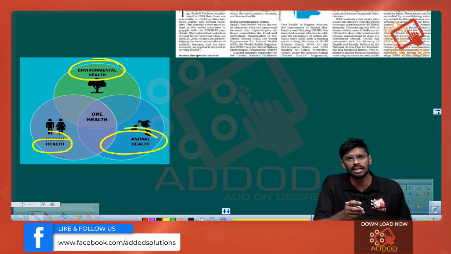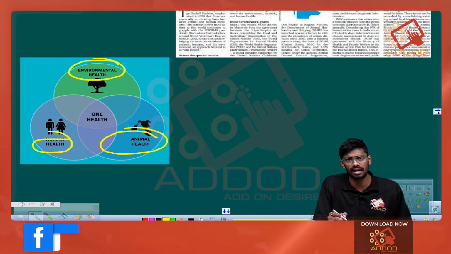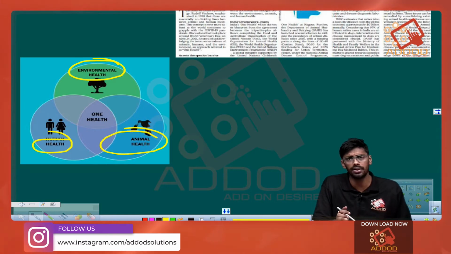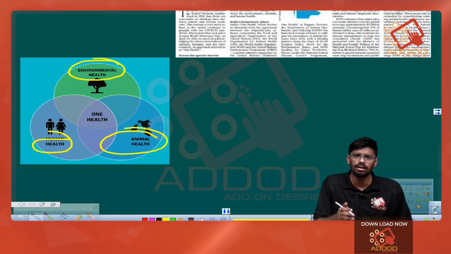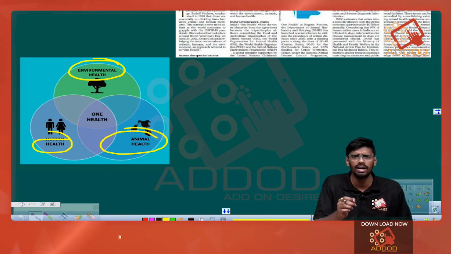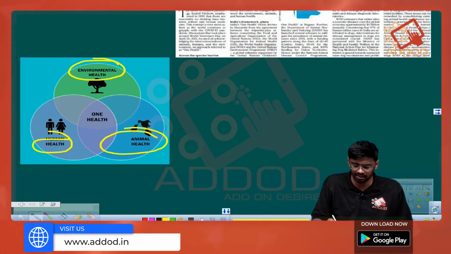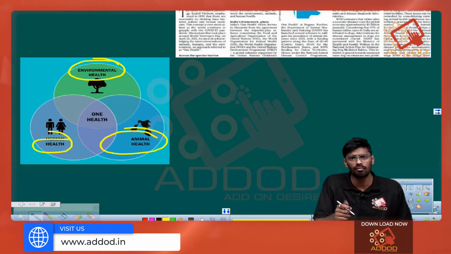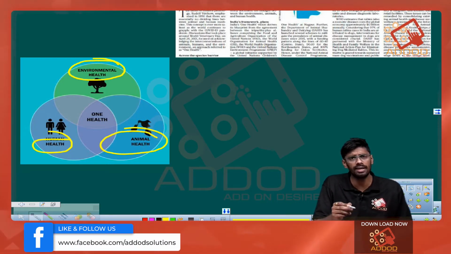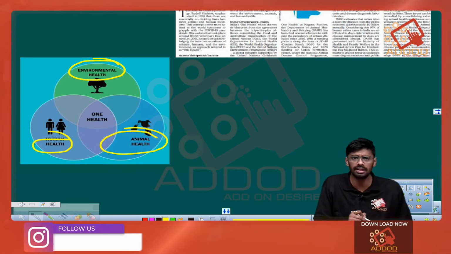So, only when the environment is healthy, only when the animals in general are healthy, only in this case can you expect the human population to be healthier. So, the One Health approach brings in a comprehensive health approach. This is the One Health approach where you will not only take care of human health, but also you will take care of the environmental health and the animal health.